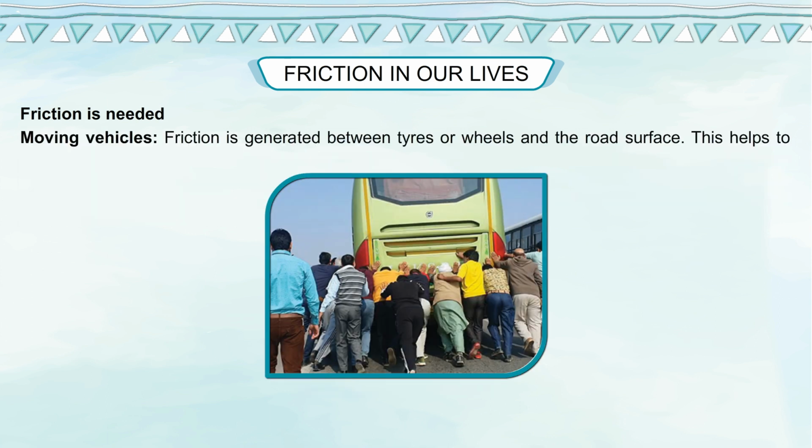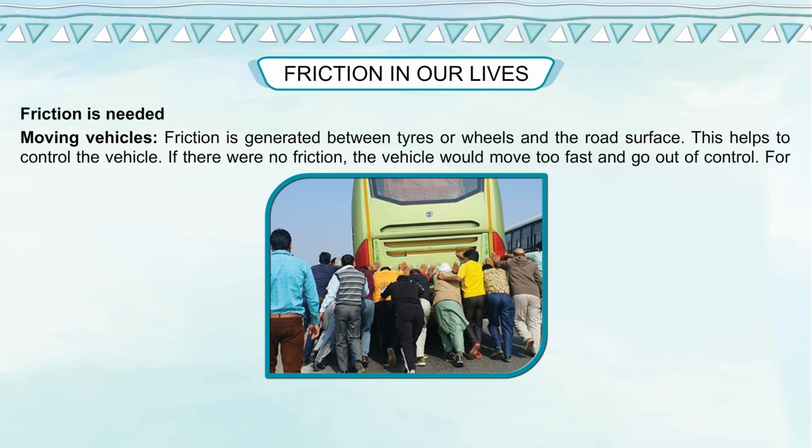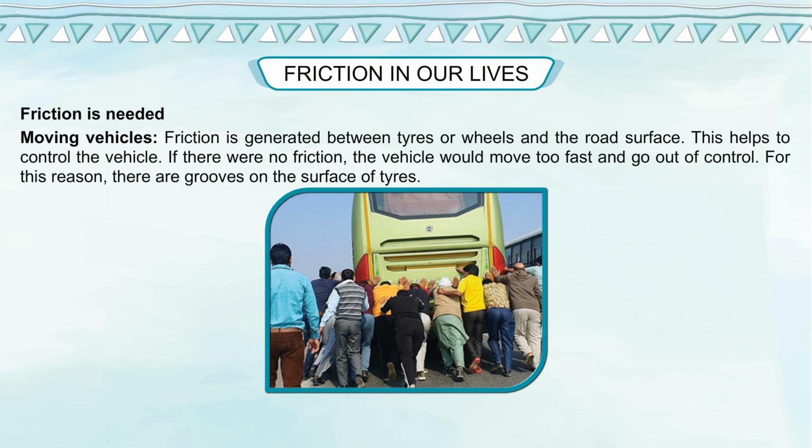Moving vehicles. Friction is generated between tires or wheels and the road surface. This helps to control the vehicle. If there were no friction, the vehicle would move too fast and go out of control. For this reason, there are grooves on the surface of tires.